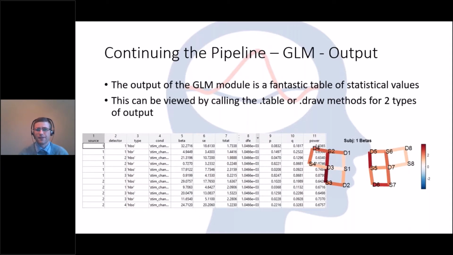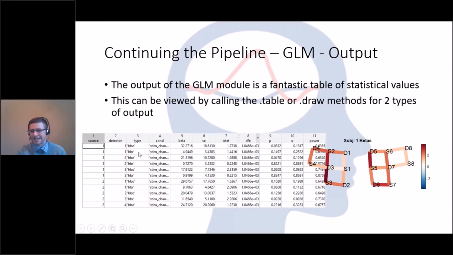When I actually run the GLM, you get an output. The output, in my opinion, is fantastic. It's a very SPSS style table that comes out. What you have is going to be your source and detector combos. So source 1, detector 1, that's considered a channel. You have what type of hemoglobin it was, HbO and HbR.